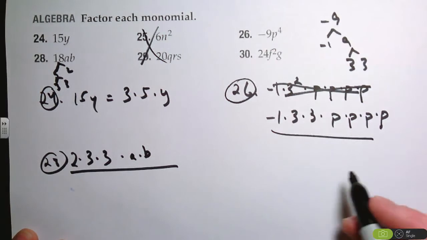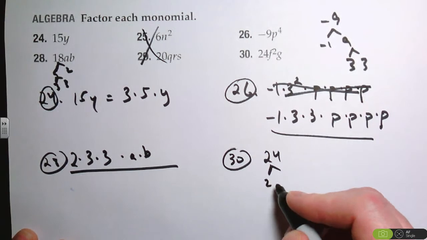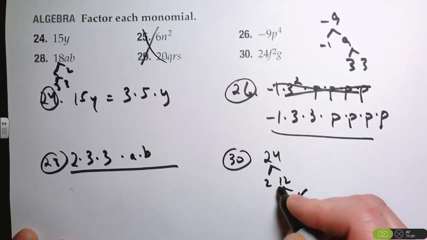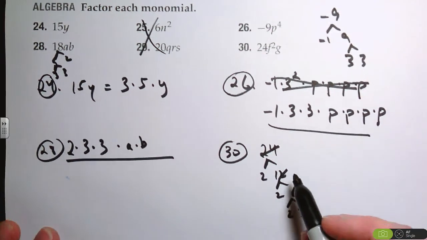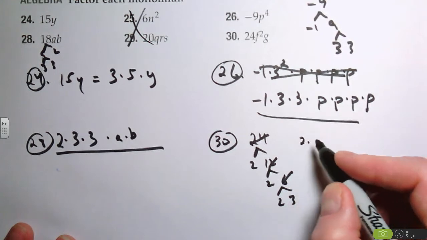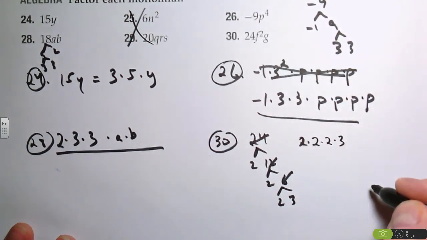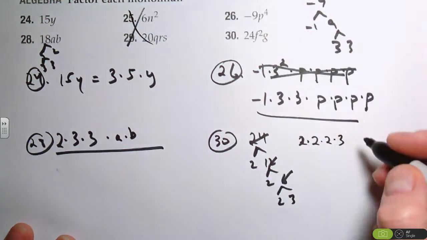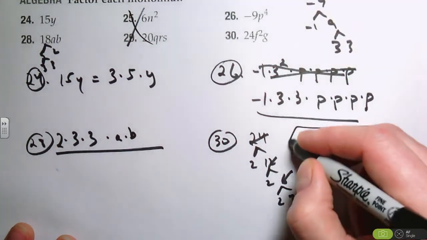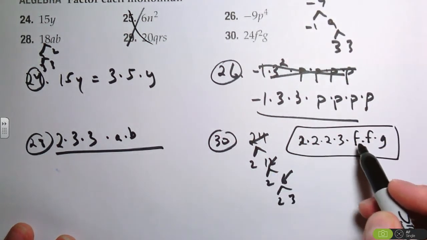Okay. Then number 30, 24 is 2 and 12, which is 2 and 6, which is 2 and 3. And we look at just the prime numbers. So 2, 2, 2, and 3. So it's 2 times 2 times 2 times 3. But then there are two f's, so it's times f times f times a single g. So 2 times 2 times 2 times 3 times f times f times g.